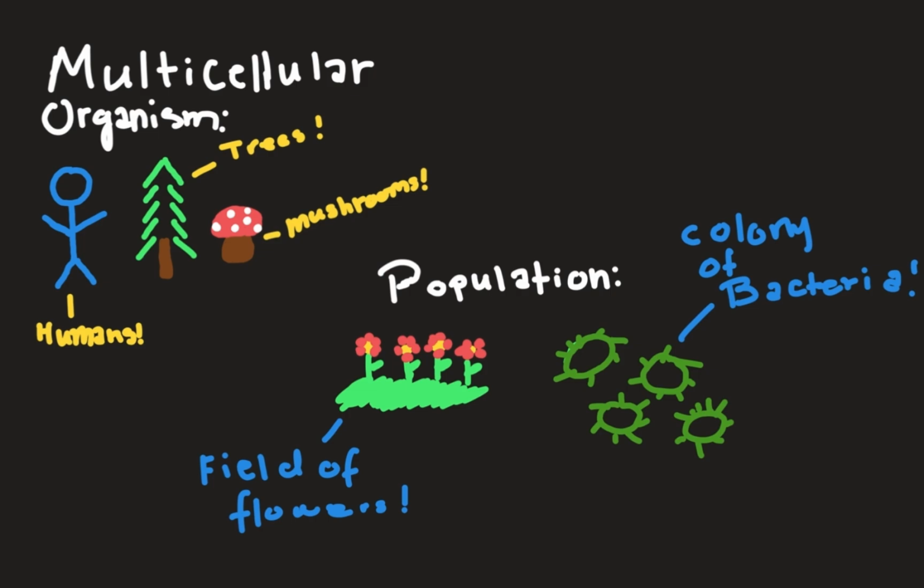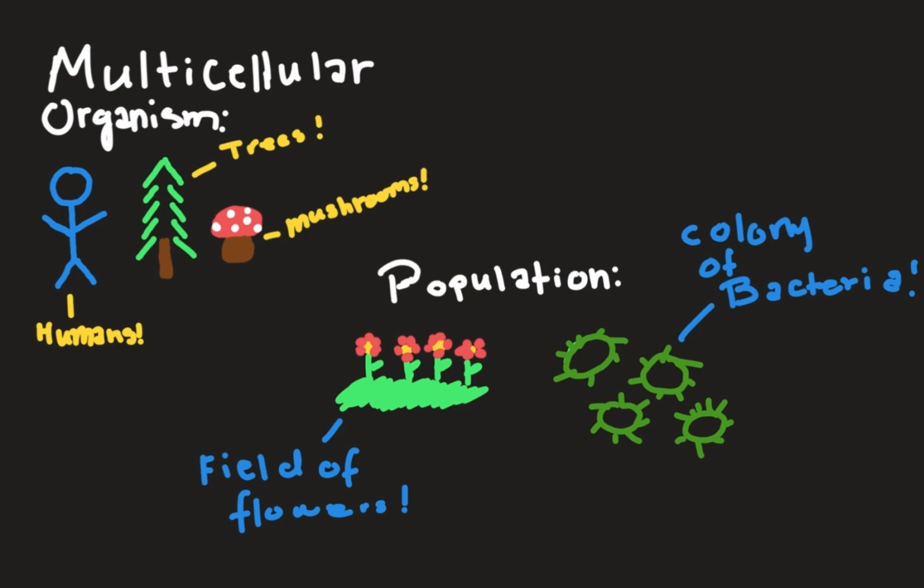Next, we have trees. Although they look a little different than us humans, they are definitely multicellular as they do very complex processes like we humans do. Following that, we have mushrooms, which again, although they look very different from a pine tree to a human to a deer, the mushrooms have their own organ systems, cells that make them multicellular.